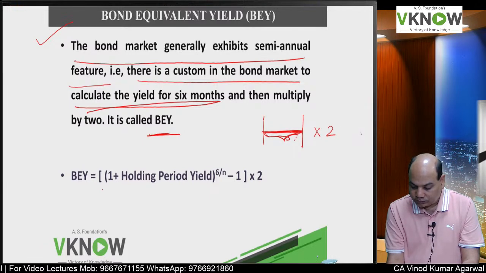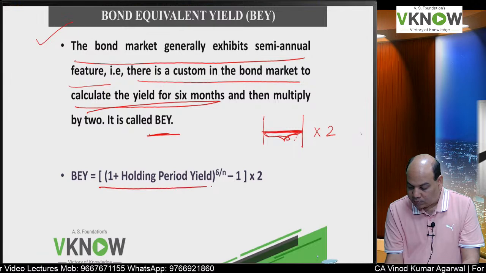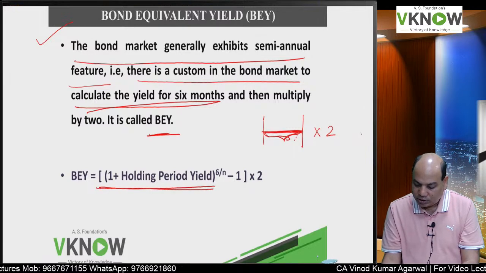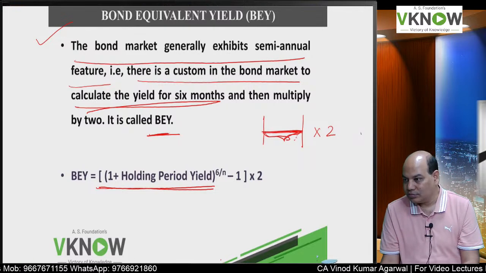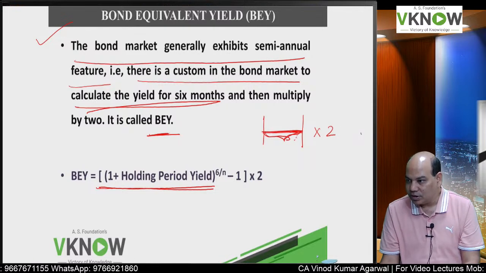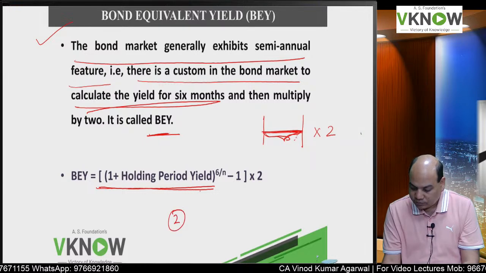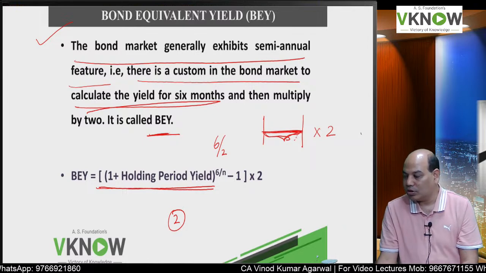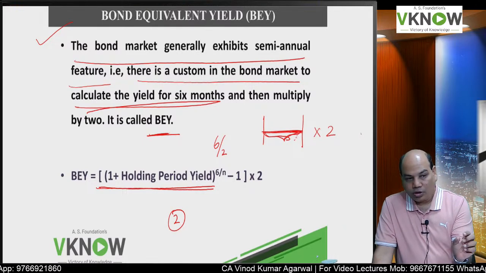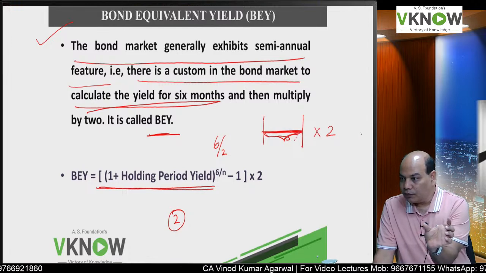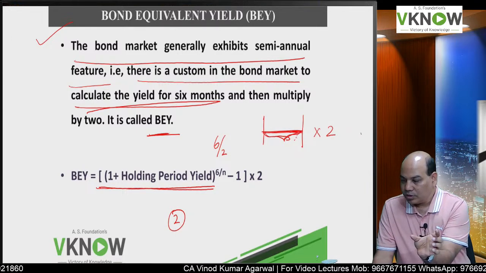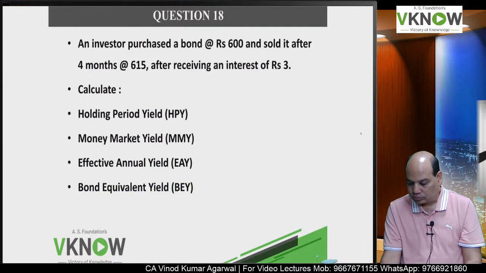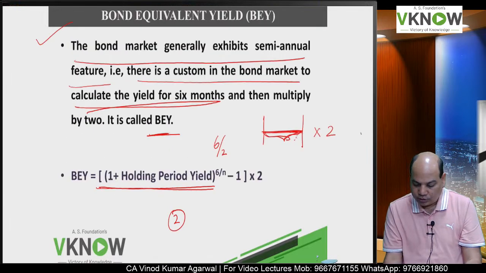The formula is 1 plus holding period yield, to the power 6 by n, and then into 2. Suppose you are holding for 2 months, then it will become 6 by 2. So you are actually multiplying by 3. Actually your power is 3. So that will give you the yield for 6 months and into 2. Okay, so that will give you bond equivalent yield.